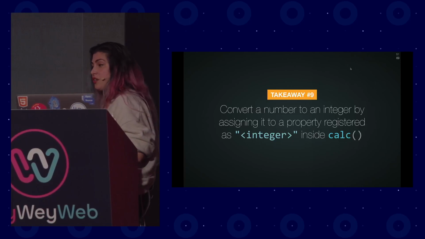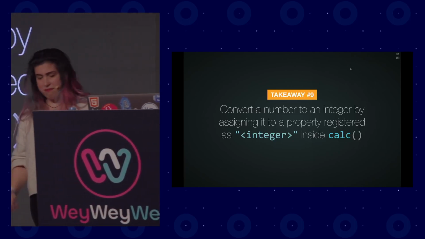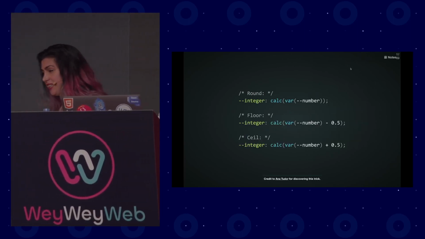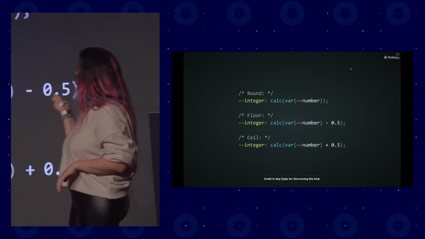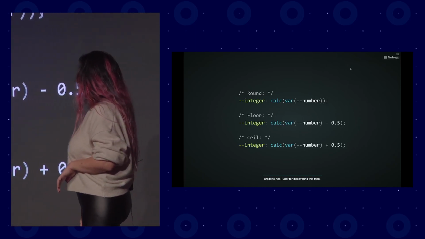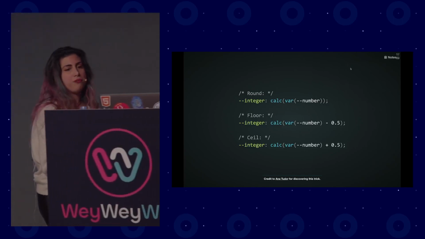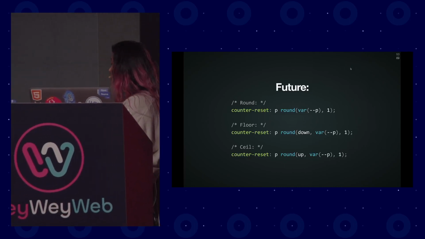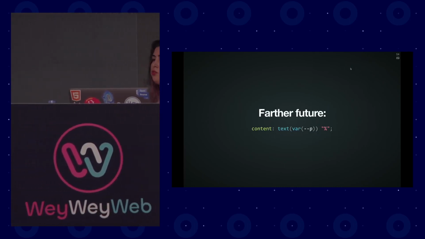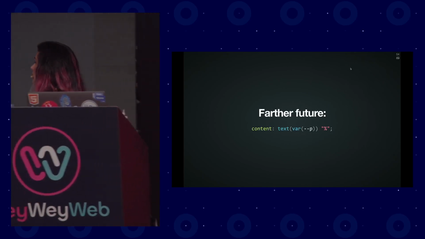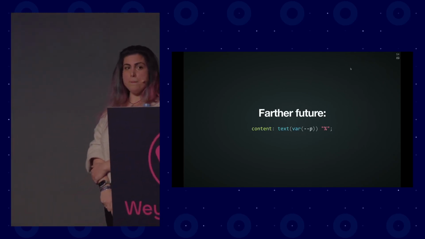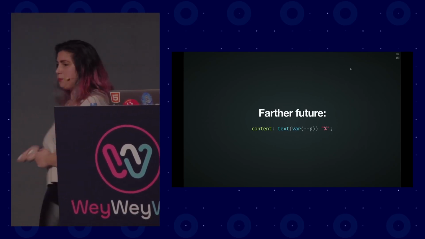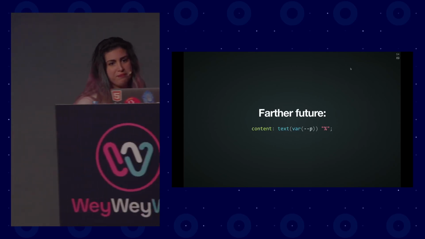So yeah, we can actually convert a number to an integer in CSS. Credits to Anna Tudor for inventing that trick. And also, we can even control how it's rounded by just adding or subtracting 0.5, which is just like plain math. In the future, we'll be able to control how things are rounded directly. And in the further future, we won't need to do any of that, because we can just convert directly to strings. But I don't know when this will happen. We're just discussing it in the CSS working group. It's not even in a spec yet, so years down the line.